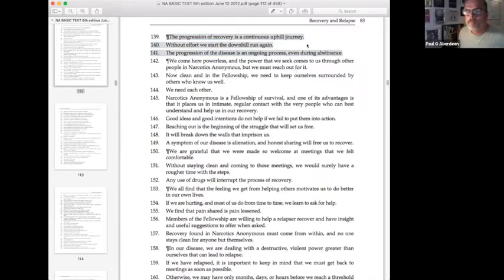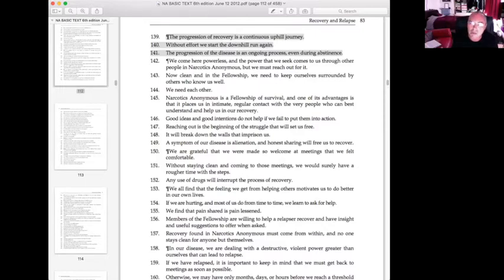Well, good to see you, mate. Yeah, likewise. On the progression of recovery being a continuous uphill journey, and without effort, we start the downhill run again, I have experience on that because I've been in treatment, come out of treatment, got a sponsor, gone to meetings, and then I did step one, did step two, did step three, and then did nothing for 3 months. Where I should have been doing a step four and doing some writing, I was just going to meetings and then going to parties afterwards, and I picked up. And that's my understanding of it.